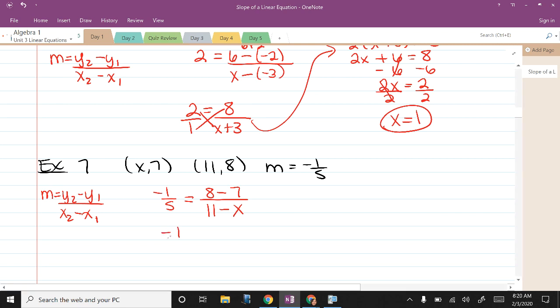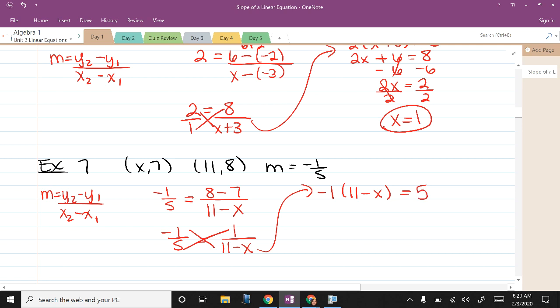Okay. So -1/5 equals what? 1 over 11 minus x. Any questions so far? All I did was simplify my subtraction. Now we have a proportion, so we do what? Cross multiply. So on one side, I'm going to come over here. I'm out of space again. -1 times 11 minus x equals 5 times 1 is 5.